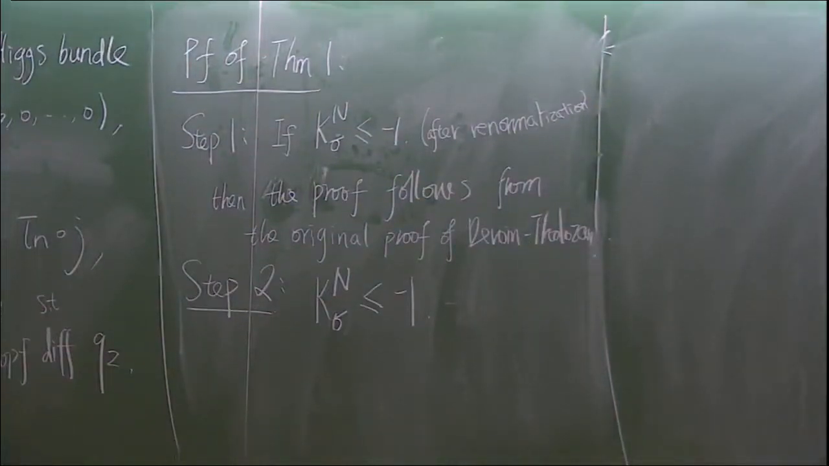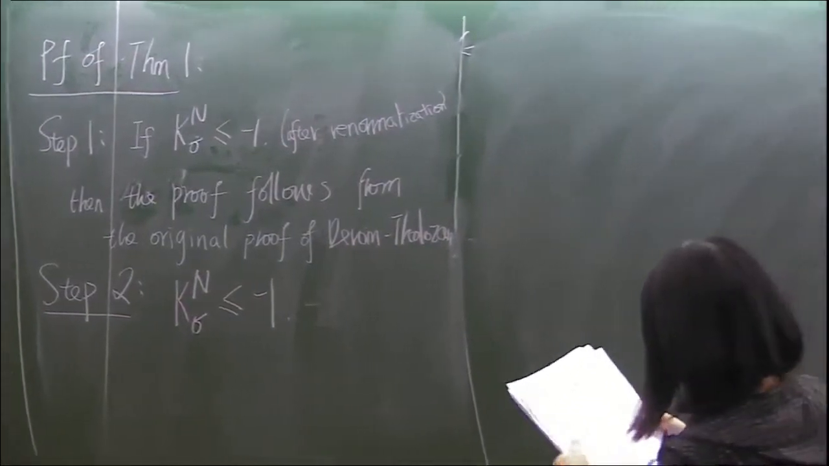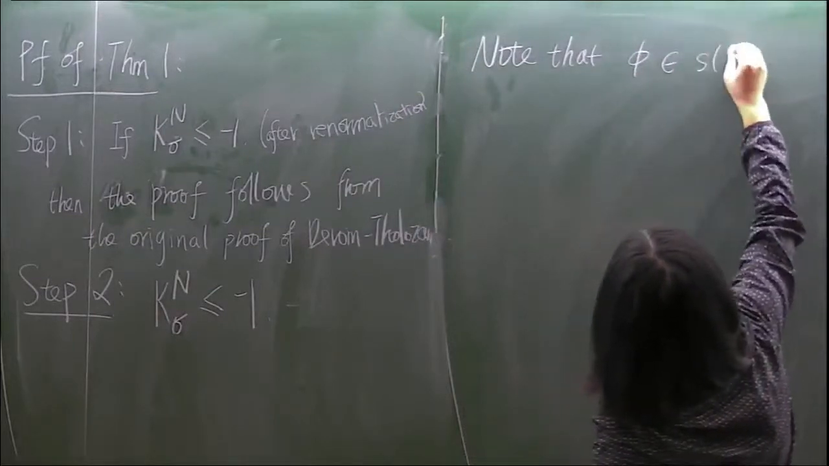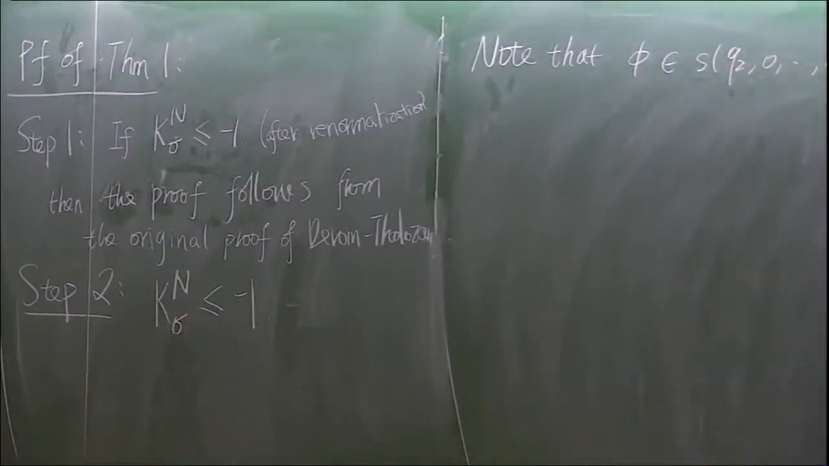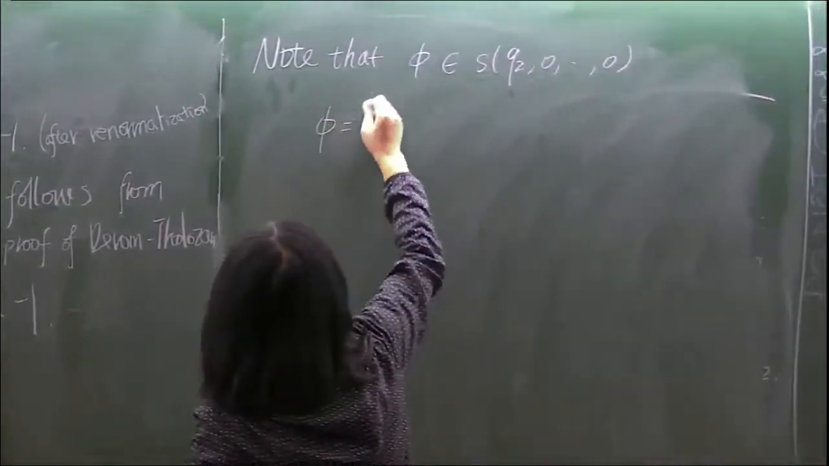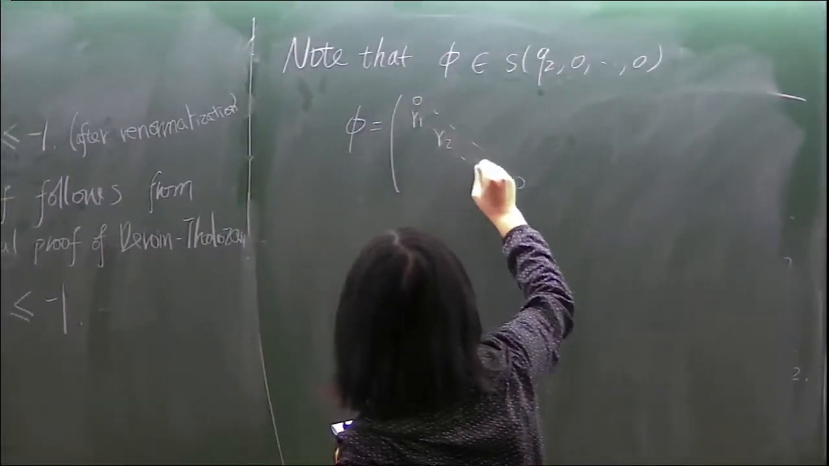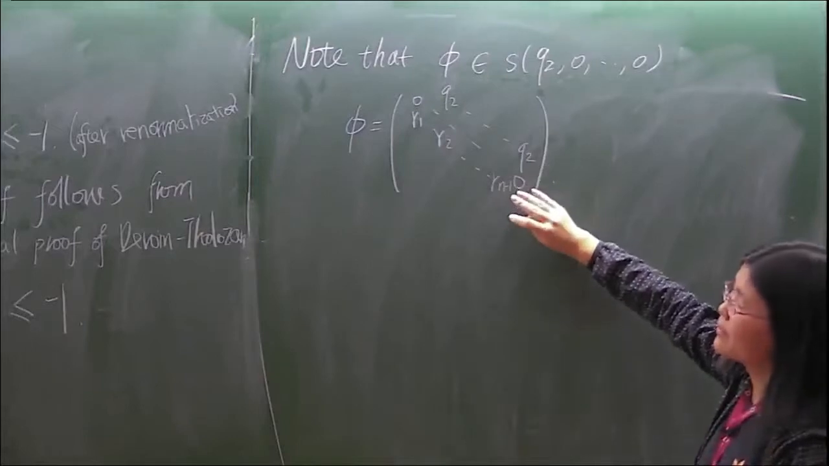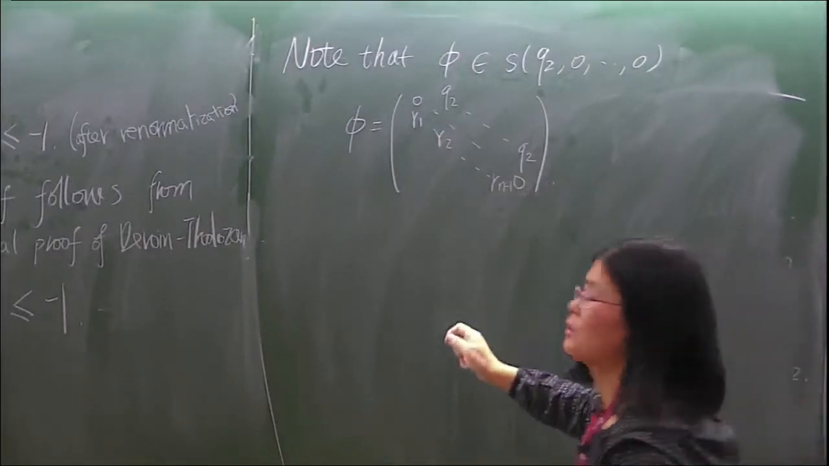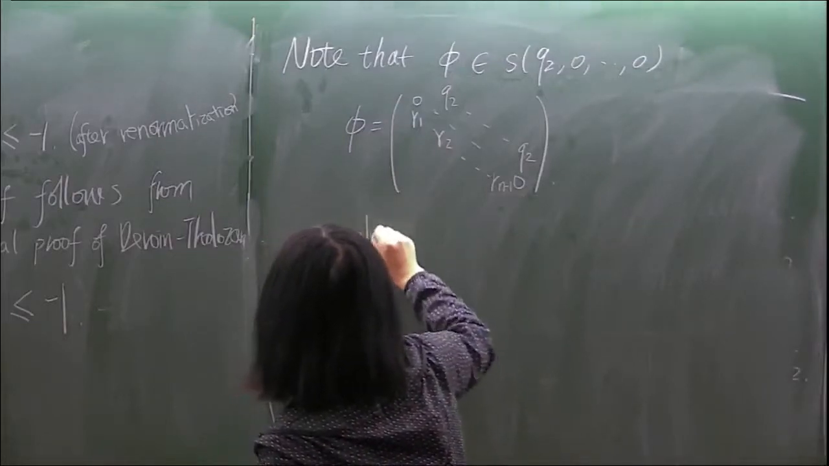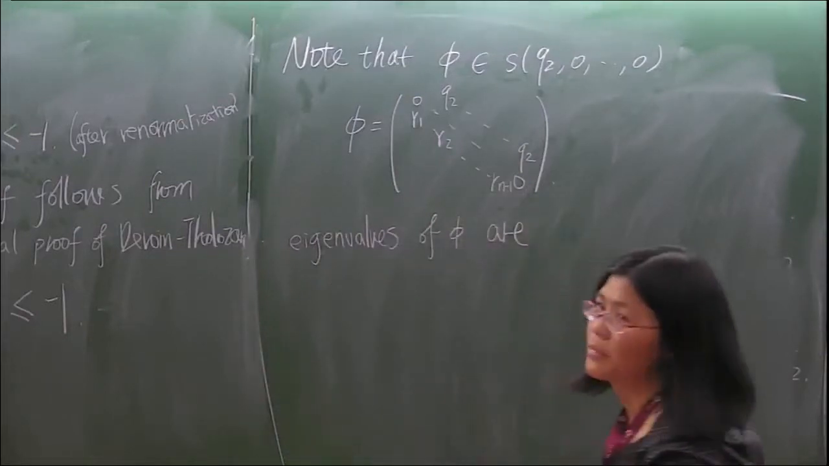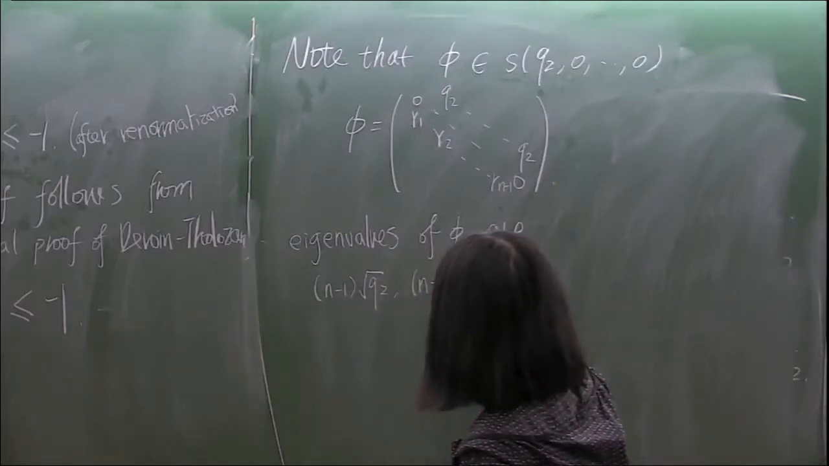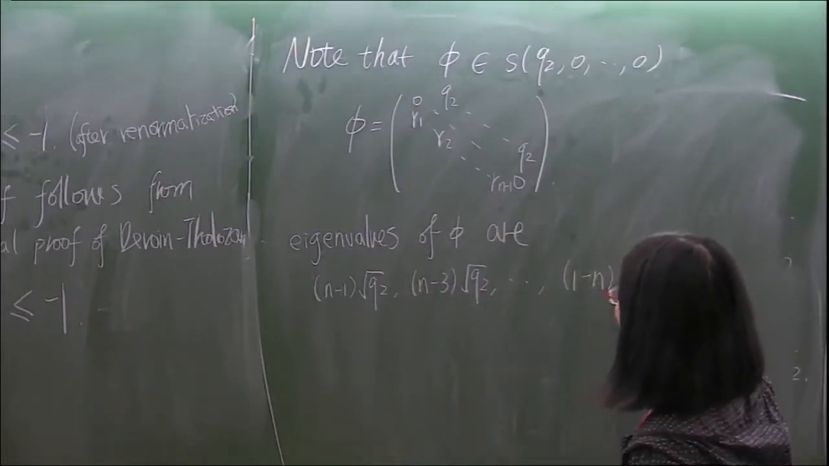And more explicitly, note that for phi in the Hitchin section for this Q2, 0, 0, that means phi equal to 0, 0, and R1, R2 to Rn-1, Q2 to Q2. For such a Higgs field, we can calculate its eigenvalues. The eigenvalues of phi are very explicit. It's just n-1 square root of Q2, n-3 square root of Q2, to 1-n square root of Q2.